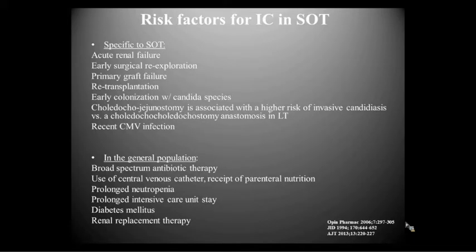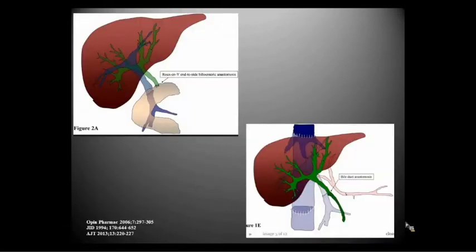As far as invasive candidiasis is concerned, the risk factors have a lot of overlap, of course, with what you see in the general population. Specific to solid organ transplant, things that we think about are acute renal failure, early surgical re-exploration, retransplant, colonization, of course, and then the type of anastomosis that I'll talk about in a second. Whether your patient gets an end-to-side anastomosis or a bile duct-to-bile duct anastomosis really determines your risk of post-liver transplant cholangitis and invasive candidiasis. Someone who gets enteric drainage is going to be at higher risk of these infections than someone who gets an end-to-end anastomosis.